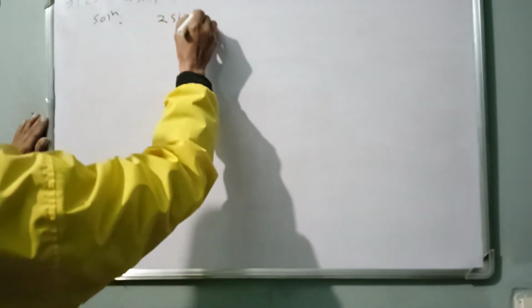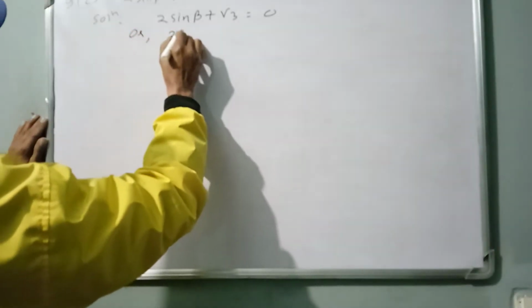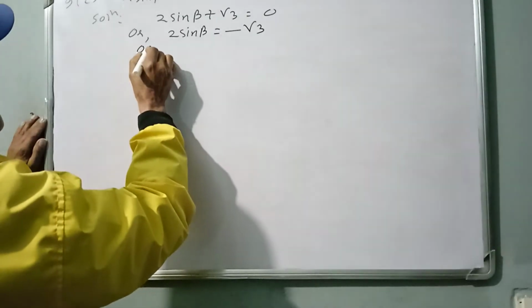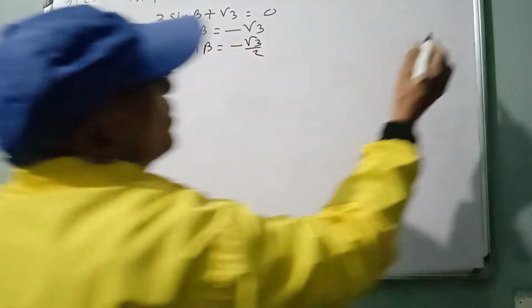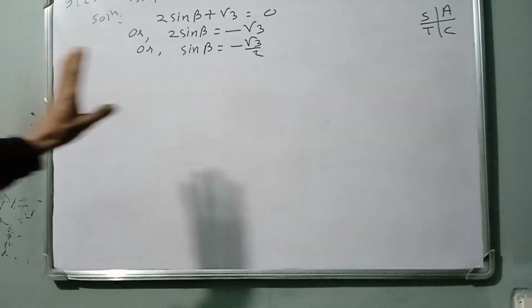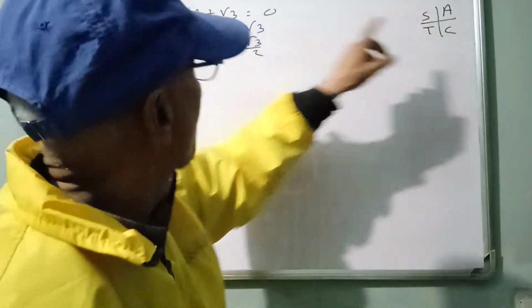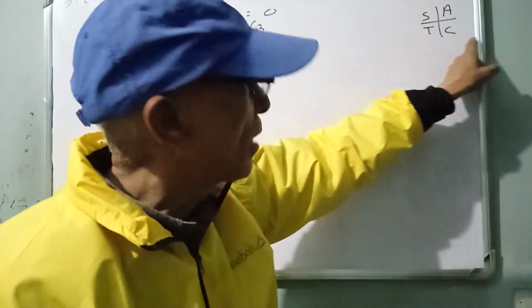Solution of this question is this: twice sin beta plus root 3 equal 0 given, or twice sin beta equal minus root 3, plus root 3 becomes minus root 3, or sin beta equal minus root 3 by 2. All positive, sine, cosec, tan, cos, sin. Here sine is negative. Sine is negative where? Sine is positive in the first and second. Sine is negative in the third and fourth.